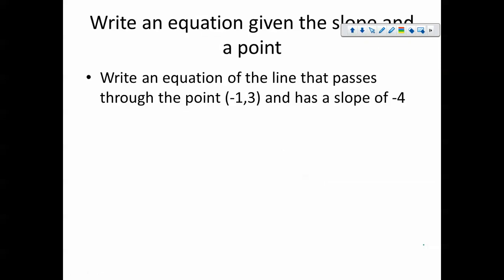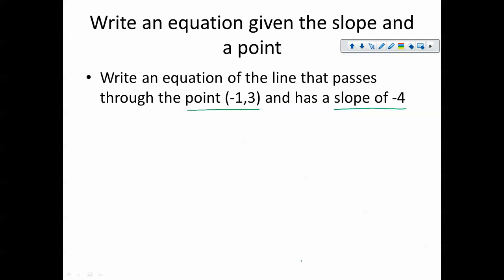So our first example today is to write an equation given the slope and a point. So we're being told what the slope is and a point that it goes through. So write an equation of the line that passes through the point -1, 3 and has a slope of -4. So step one, identify the slope, already done for us, right?